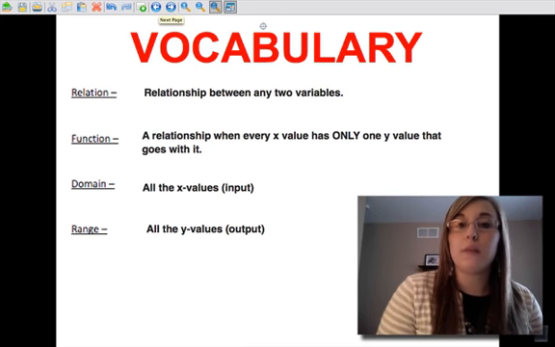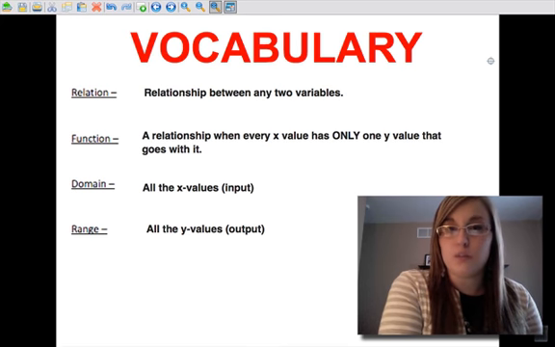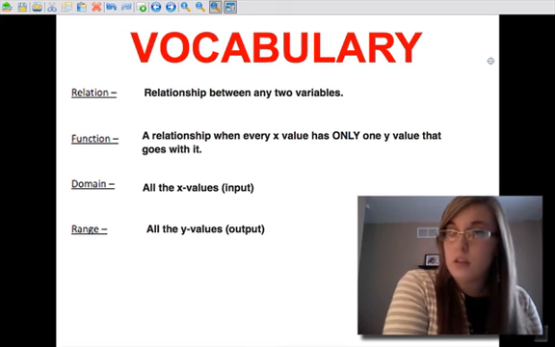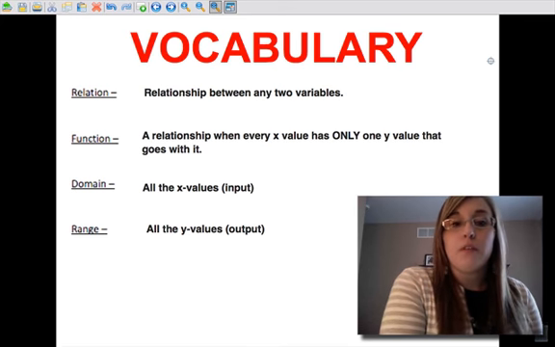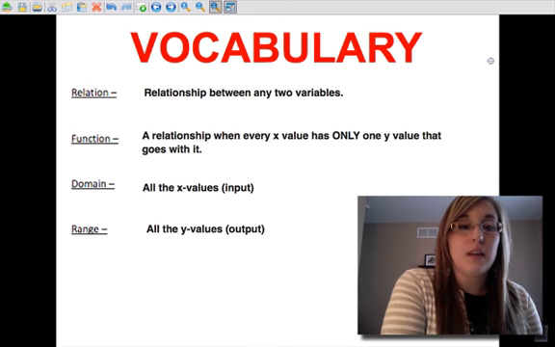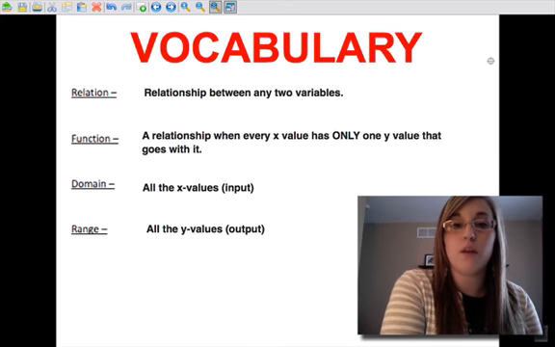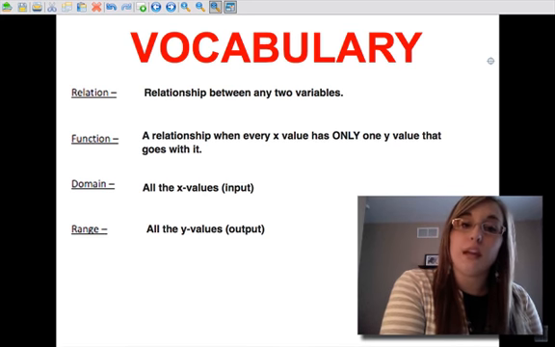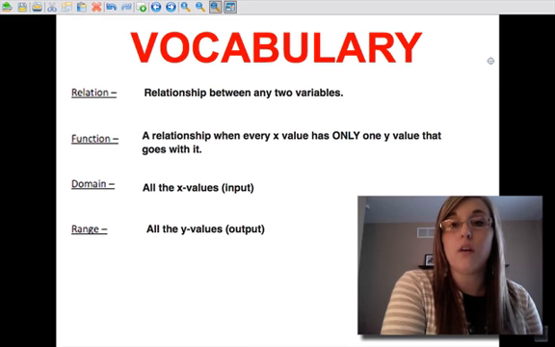Here's our vocabulary. A relation is just any relationship between two variables. So the relation from the sheet music to the notes. However, a function is a little different. It's a specific type of relationship when every x value or every input has only one y value that goes with it. So domain and range are also some terms that you've heard before. Domain is kind of that input, that's usually our x values, and the range are the y values or the output. So go ahead and take a second to pause the video here if you need to, just to get these vocabulary words copied down on your note sheet.